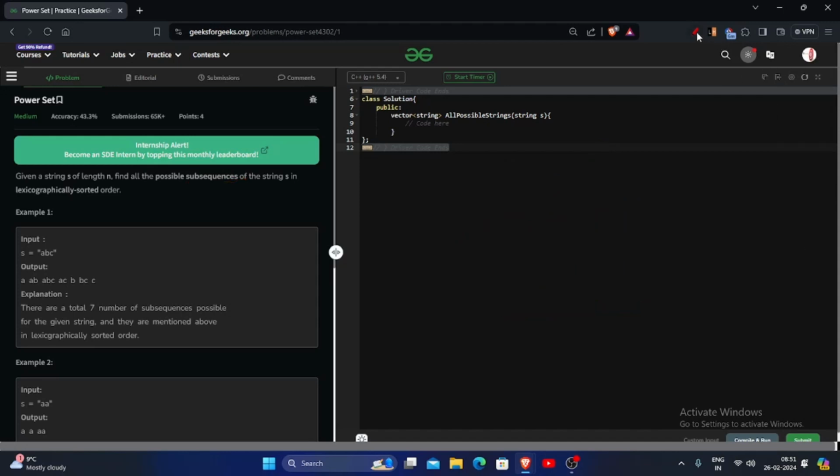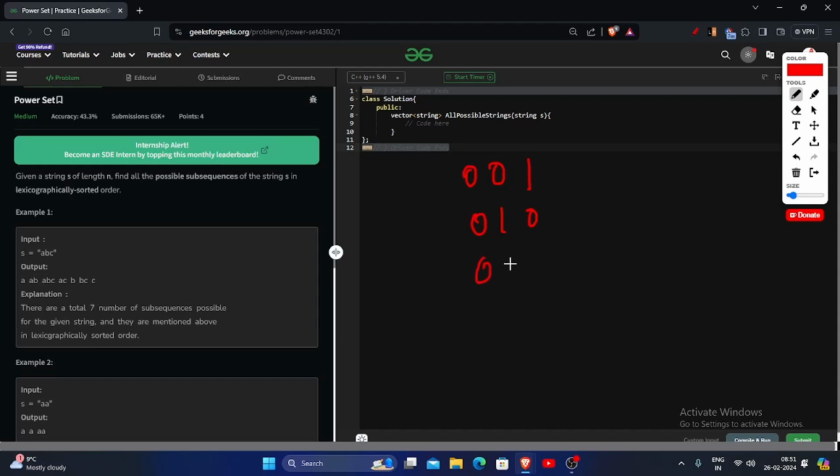Let me tell you, if you have to represent the binary representation of 1, it is this, for 2 it is this, for 3 it is this. So what if I tell you that we can actually use this binary representation? What does this actually mean? This means that we can include the first character, but we are not including these two characters. We can include the character at the second index. Assume I'm taking the index like this. What does this 0, 1, 1 mean? This means I can take the first character and I can also take the second character.